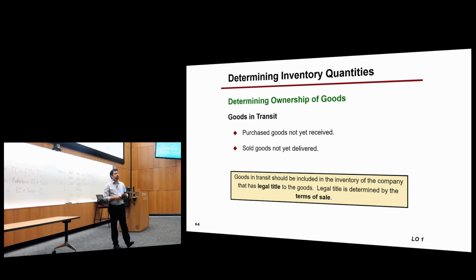So it's not always that it is the seller or it is the buyer. It's basically whoever paid for the shipping, because until now it's still in their custody. They are responsible for it.